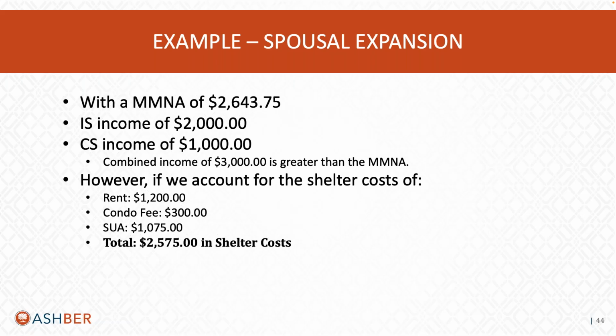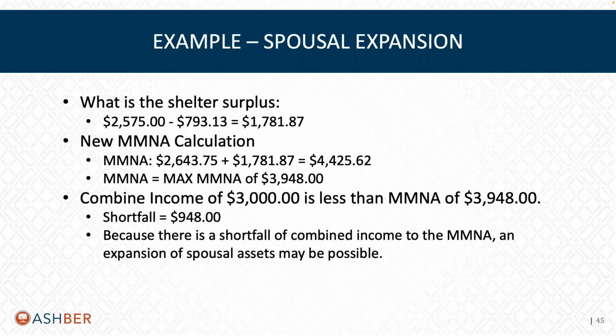With the rent, condo fee, and standard utility allowance, so we're adding in rent here in this case, we're changing it up a little bit. We get total shelter costs of $2,575 in this case. So we would have a shelter surplus of $1,781.87. Our new MMNA calculation would be that excess shelter added to the minimum MMNA, and we get $4,425.62. Now, again, as you know, our max MMNA is $3,948. So we would still use the max MMNA of $3,948.